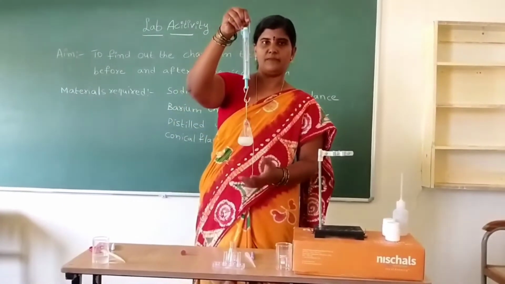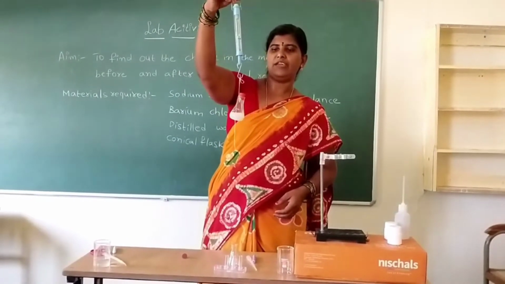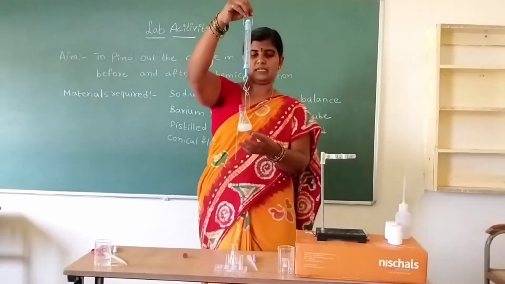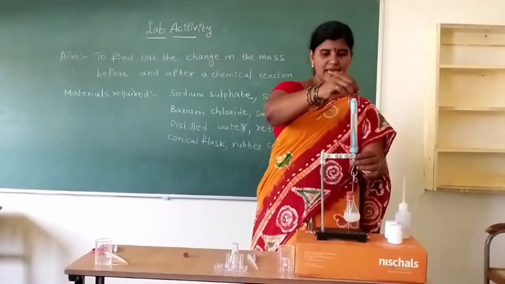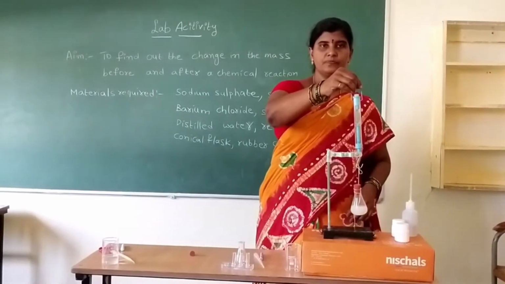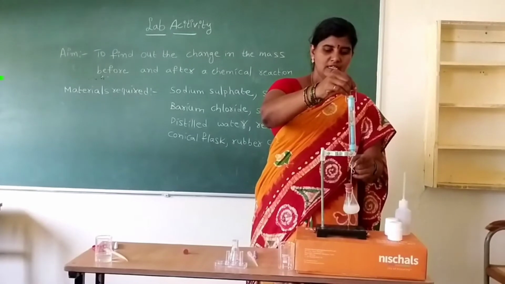Again I am weighing with the help of the spring balance. So what do we observe? Is there any weight change or color change? With the help of the retort stand, we can hang the test tube like this. Why are we hanging it with the help of the retort stand?